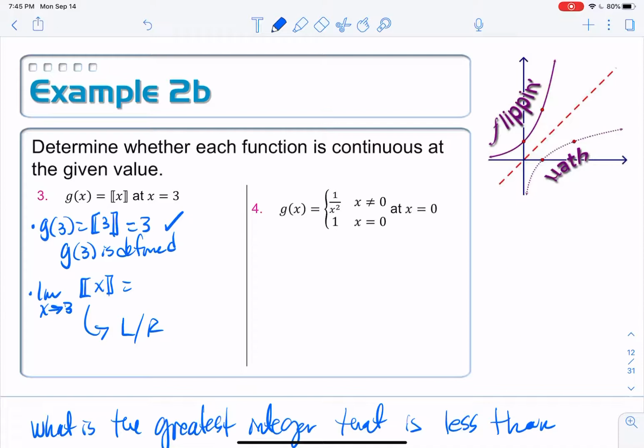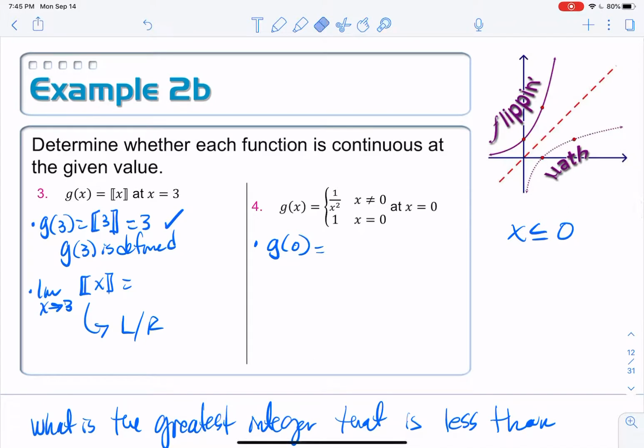All right, well, I've got a piecewise function. When you have a piecewise function, as far as determining whether your function exists at that point, whether it's defined, you look for where the equal sign is. So we want to see what is g of 0. It tells me I've got to use this bottom portion right here. It's going to be 1. Sometimes it's not an equal sign. Sometimes it's like x is less than or equal to 0. So then I would use that portion in order to evaluate my function there, right?